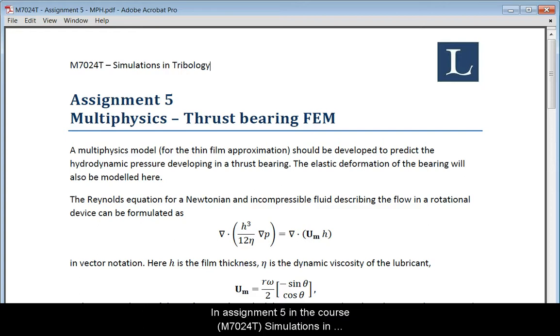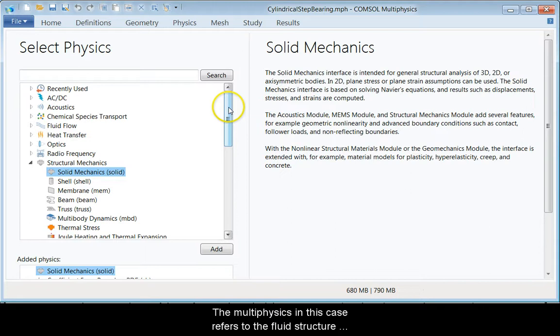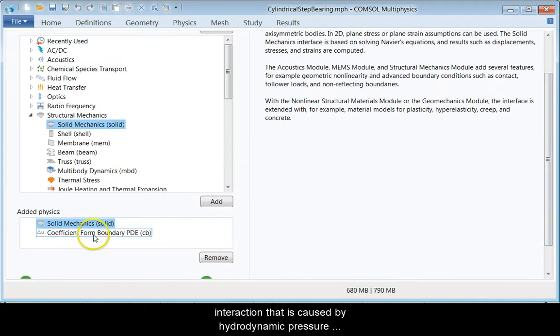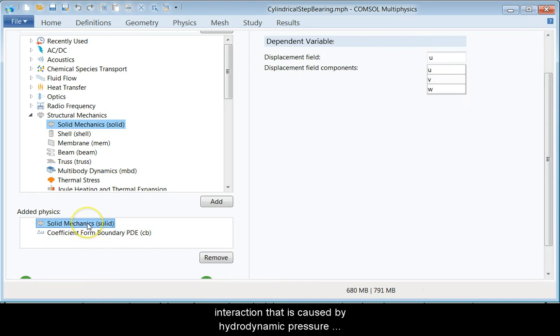In Assignment 5, in the course Simulations in Tribology at Luleå University of Technology, the student is supposed to model a cylindrical step bearing by means of the finite element method. This will be done by using the software COMSOL Multiphysics. The multiphysics in this case refers to the fluid structure interaction that is caused by the hydrodynamic pressure build-up over the bearing segments.